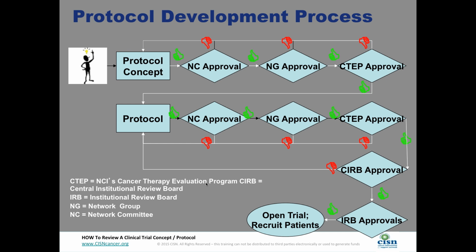So ask if you can't see what that structure is. How does the concept move through? How does the protocol move through? Where are those calls happening? And make sure your people are on that email list that gets sent out. So once that network group approves it, then it actually goes to the committee. Or it starts at the committee and then goes to the network group.